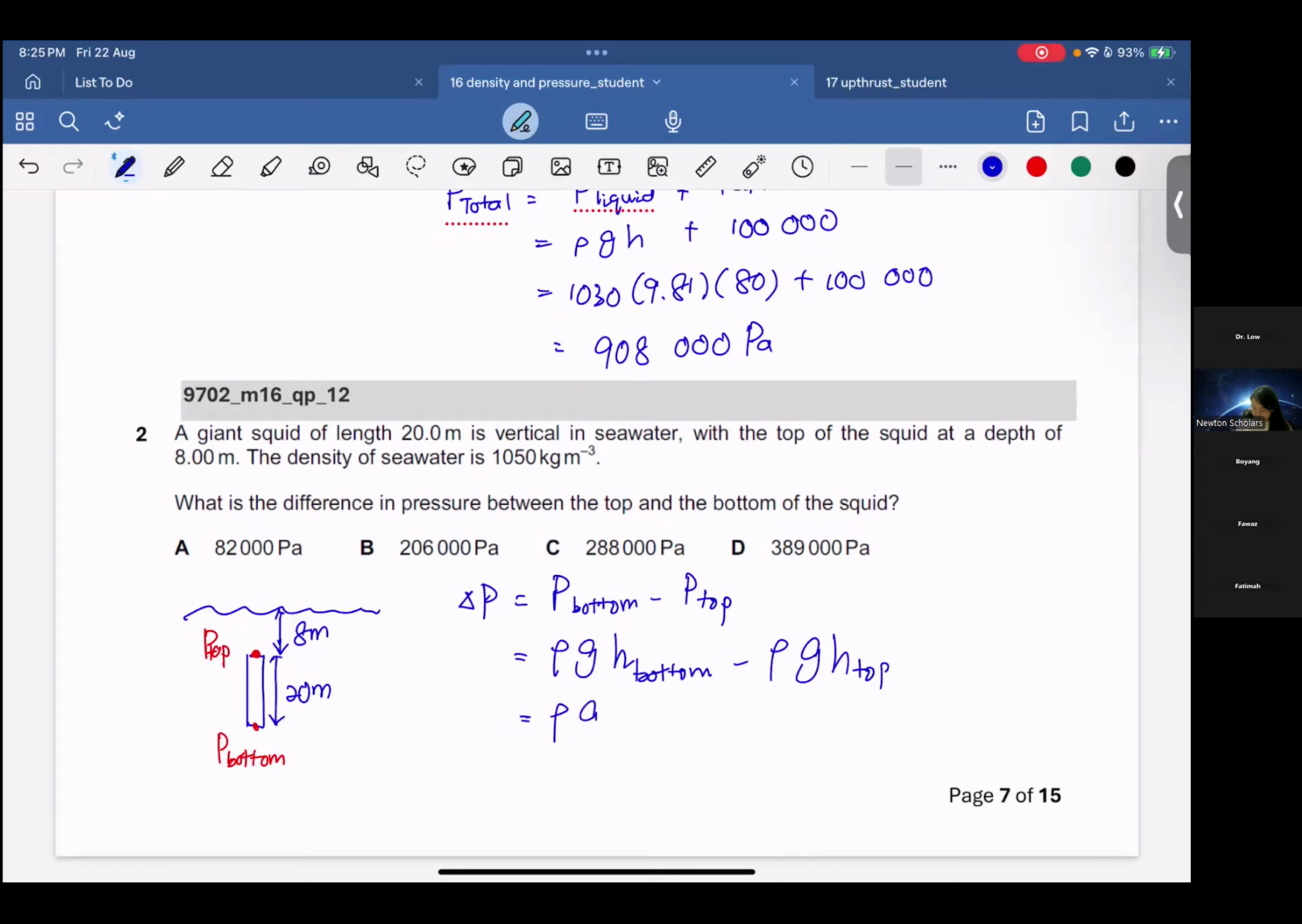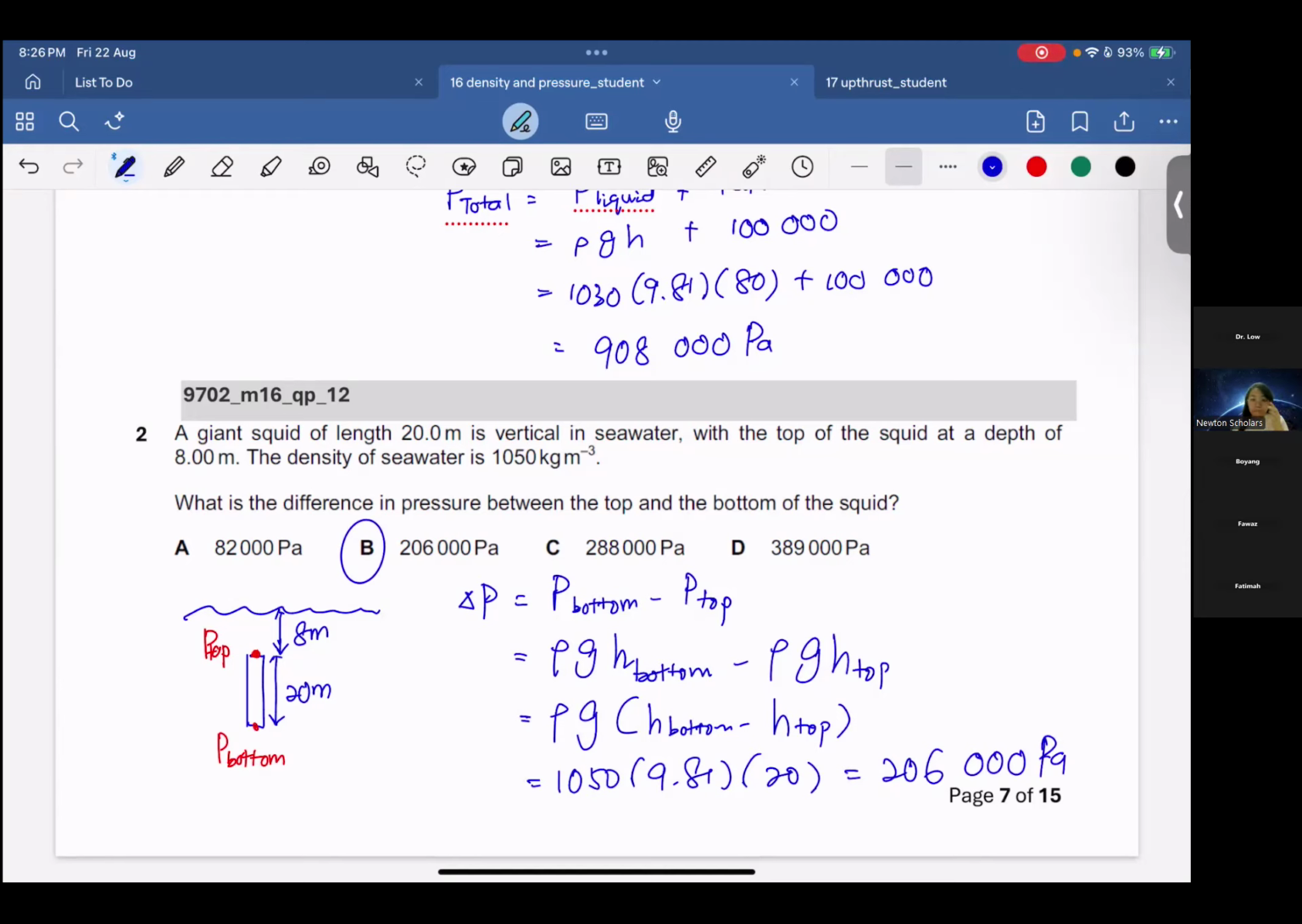So basically it's rho GH at the bottom minus rho GH at the top. So you just do substitution, 1050 times 9.81. The height difference is actually 20. So your answer should be 206000 Pascal. Answer should be B. Okay, boys and girls, we go to the next page.